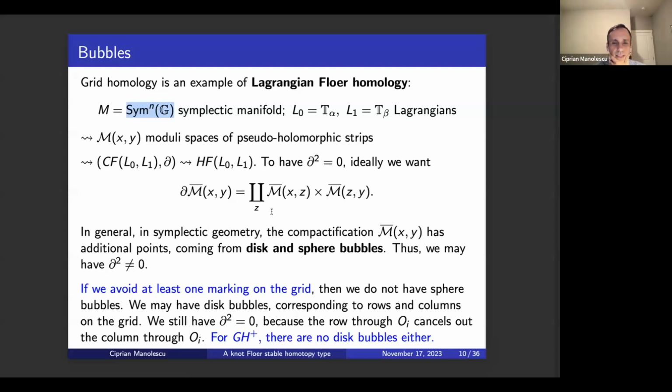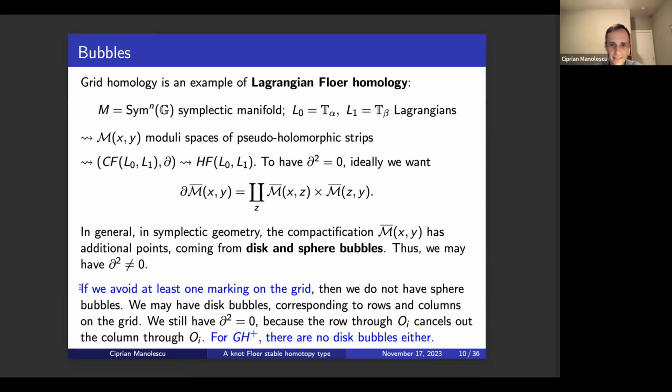Now, of course, in Lagrangian Floer homology, you have disk and sphere bubbles. If you want del squared equals 0, you'd better have this kind of thing. Now, this is okay at the level of homology. You do have these disk and sphere bubbles, but the disk bubbles cancel in pairs, and the sphere bubbles do not. I mean, the count of such things that's relevant is 0, when you just talk about homology. When you talk about homotopy, it's more complicated.